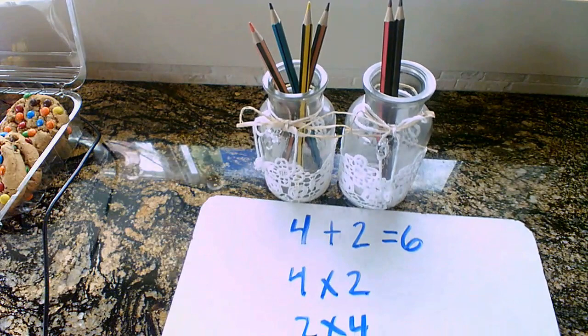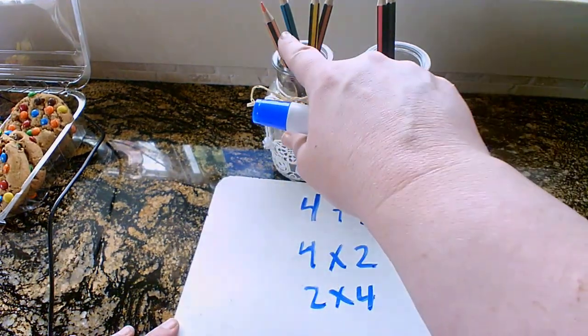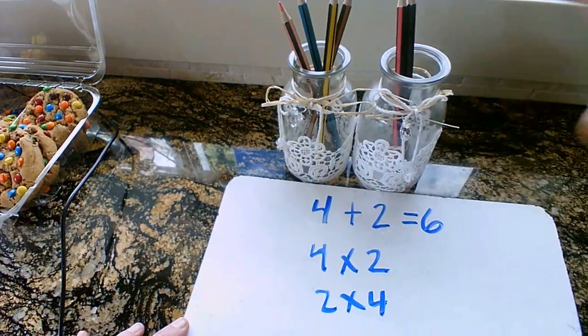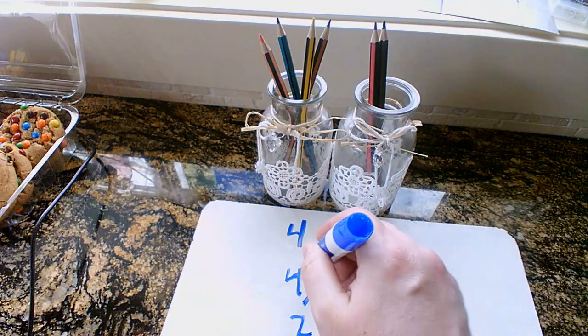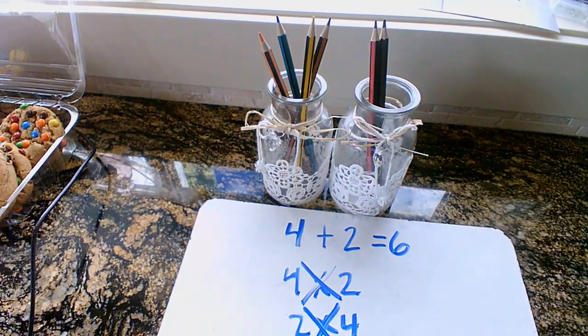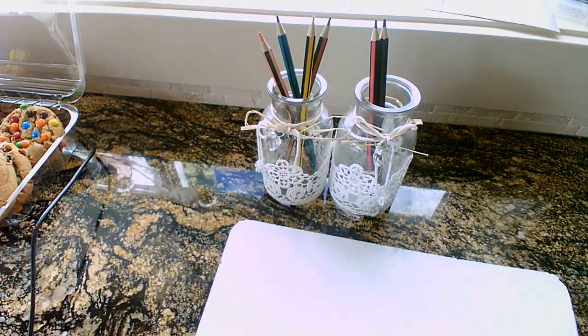And for the 2 groups of 4, yes, I have 2 groups. This one has 4, but this one does not have 4. Okay, so the only way to find the total is to add for those, because they are not equal. Let's see about this.